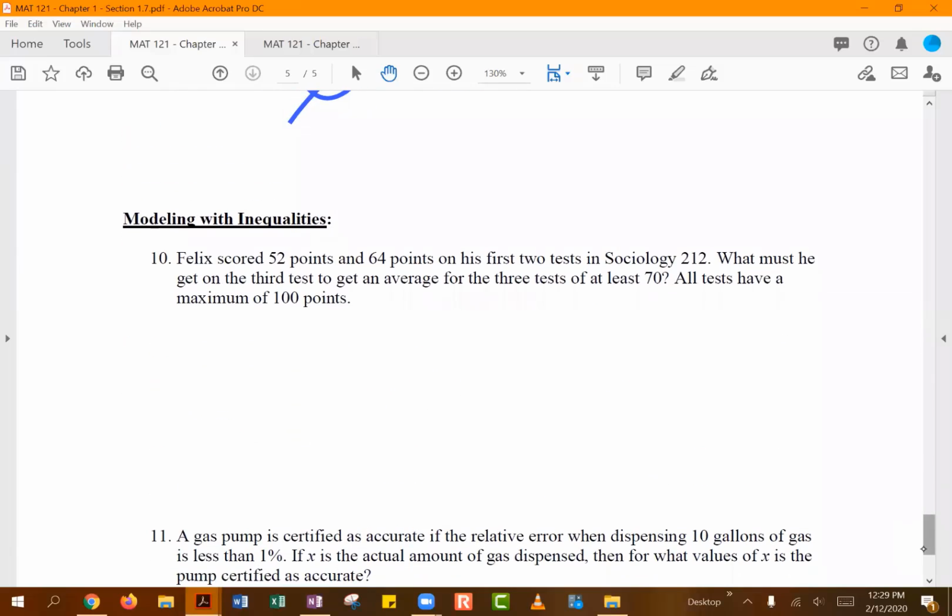Okay, so now applications with inequalities. Here they're telling us Felix scored 52 points and 64 points on the first two exams in sociology. What should his grade be on the third test, so that if he took an average of all 3 tests, he would have at least an average of 70 points? And they're saying all the tests are out of 100 points each.